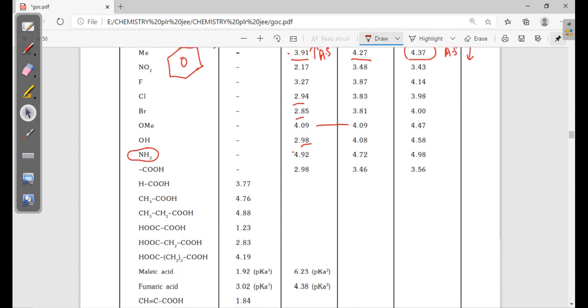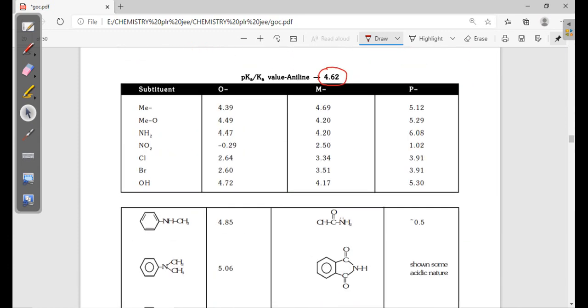Next, if we talk about aniline, actually what they had to give was Kb and pKb values, but here also only Ka and pKa values are given. These all are pKa values. So already we discussed pKa increasing means basic strength increasing. Acidic strength will decrease, basic strength will increase. Okay? Basic strength will increase.